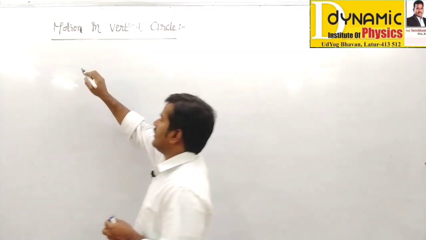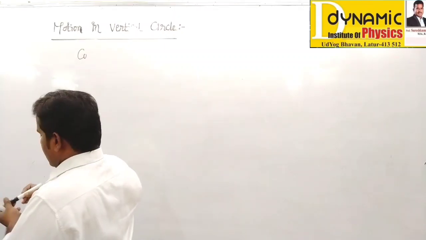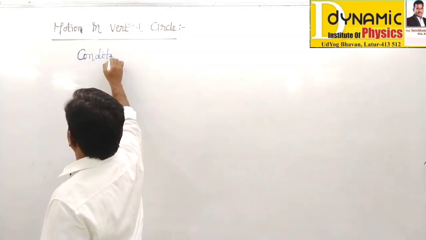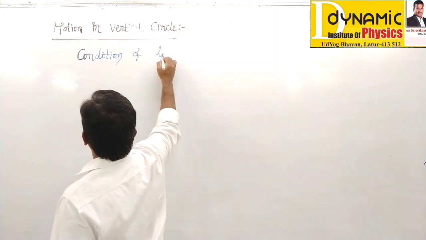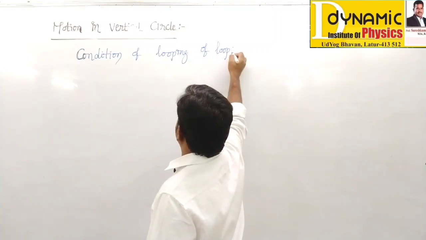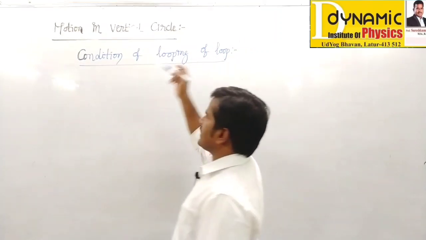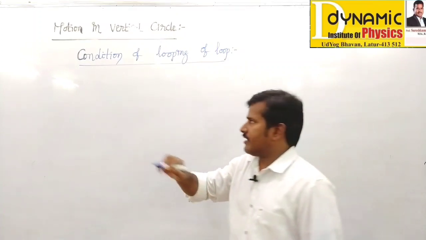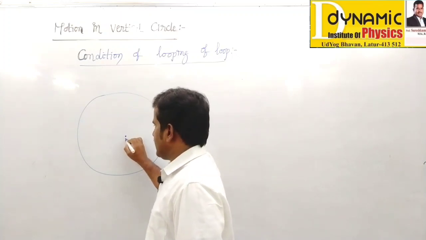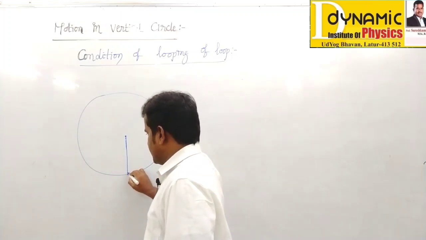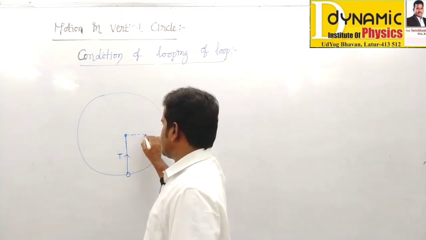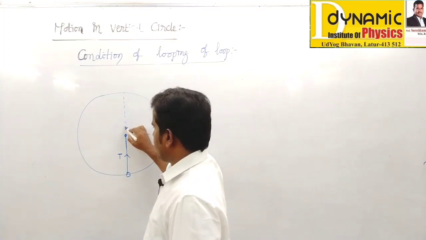In this vertical circle, what is the condition of looping of the loop? Condition of looping of the loop means, what is this looping of the loop? In a vertical circle, the body completes round and round in this vertical circle. You know that in a string, there is tension at different positions. Here also there is tension, here also there is tension.